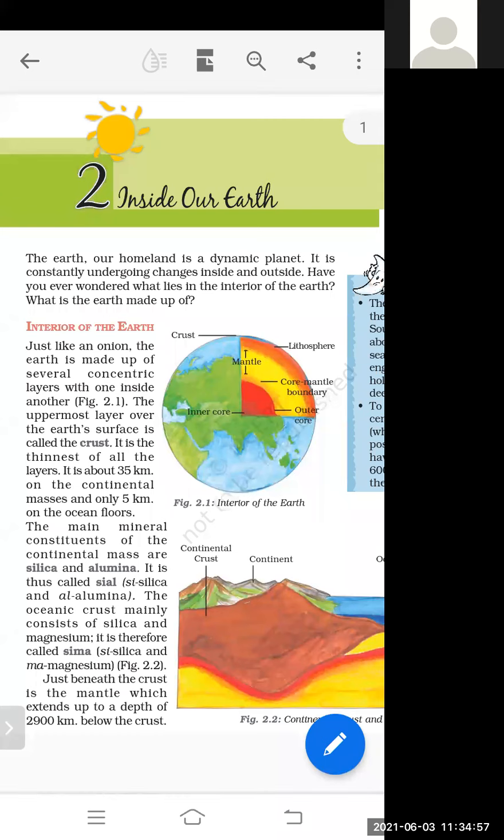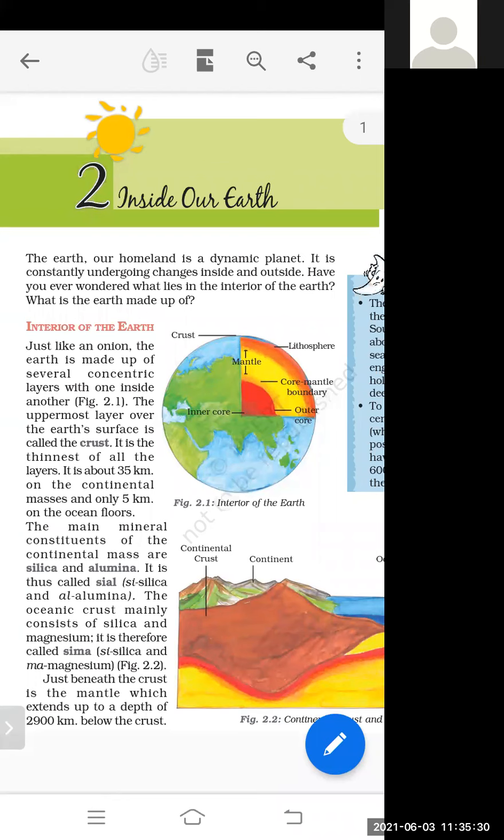Inside our earth. Actually, this chapter is about our earth, but from inside. How does our earth look from inside? Over the surface of the earth, we can see all the features found on the earth surface. Which type of earth surface is there in different parts of the world? But how can we come to know how our earth is from inside?